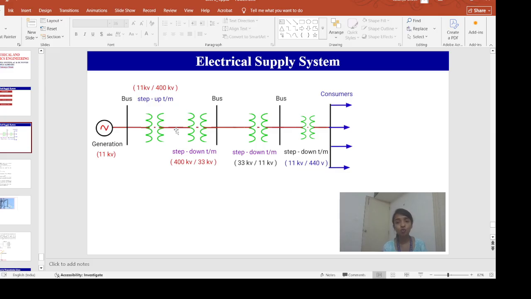So what is this overhead transmission line? In this overhead transmission line, bare conductors are used. Bare conductors means we have simply the aluminium or copper conductors. Okay, but they are not safe. That means if we accidentally touch them we can get an electrical shock.